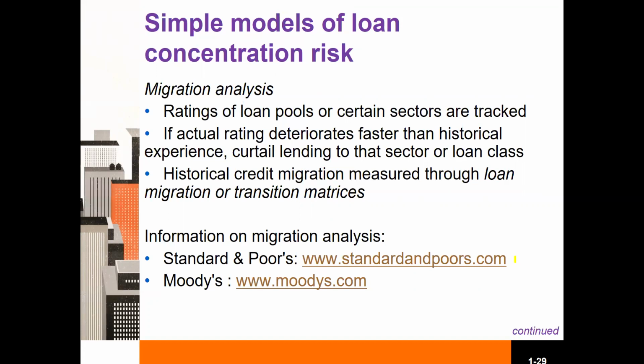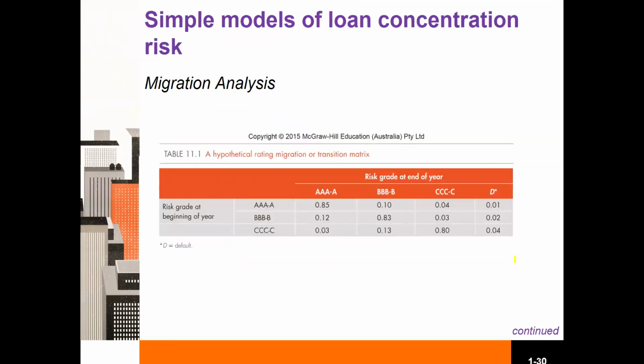A loan migration matrix, also called a transition matrix, which I can see here, reflects the historic experience of a pool of loans in terms of their credit rating migration over time. As such, it can be used as a benchmark against which the credit migration patterns of any new pools of loans can be compared. In this table, you can see a hypothetical credit migration matrix in which the loans are graded into 3 rating classes. Most financial institutions use 9 or 10 rating classes.